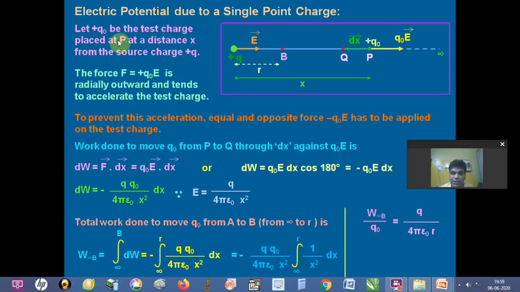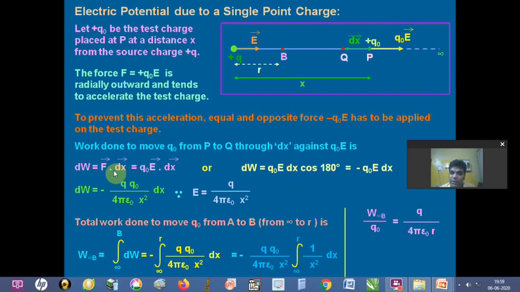Let plus Q be the source charge placed here, and here is the plus Q naught which is taken as a test charge. Then force is acting on it outward along the x-axis. So F is equal to plus Q naught E vector, which is acting radially outward. To prevent this acceleration, the opposite force minus Q naught E has to be applied on the test charge. So the total work done will be given as dW. Basically, this is the definition of work done.